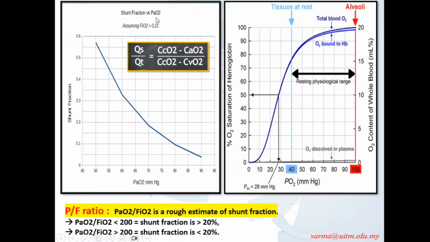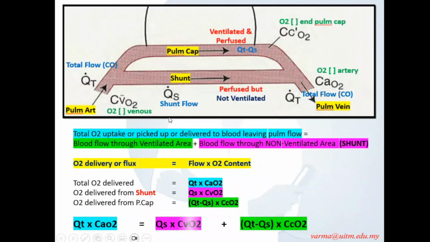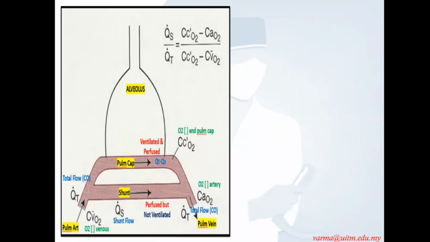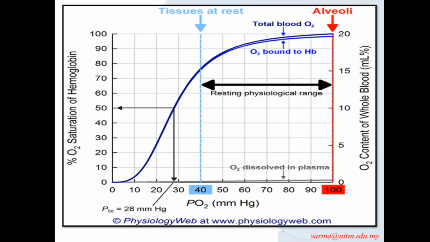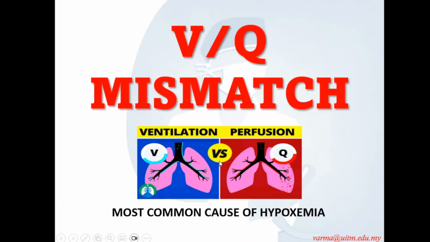You don't have to know this graph in detail. This is just for explanation to show how the drop in PaO2 relates to the shunt fraction. Okay, so this is how we derive the shunt equation. You have to know how we derive this shunt equation following all this, and what the implication of the shunt fraction is: this shunt fraction will cause a drop in PaO2, as shown by this graph.